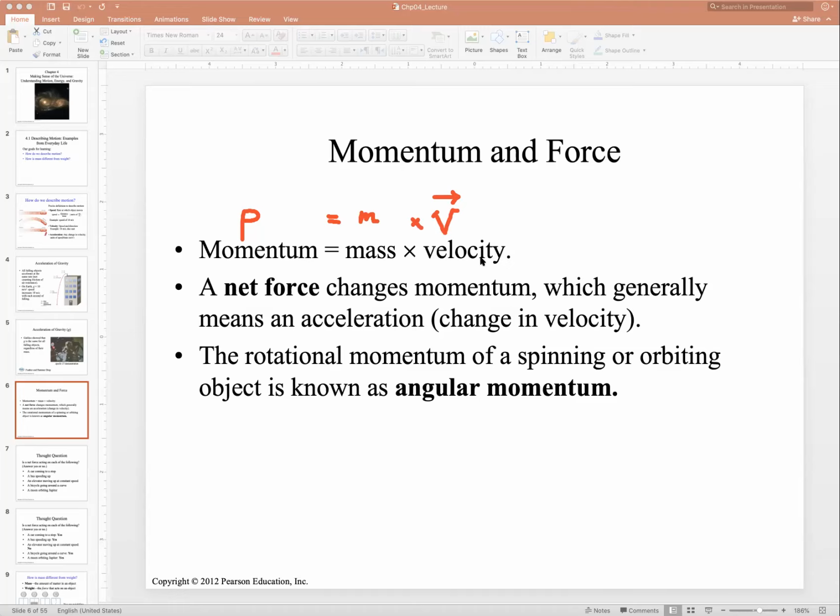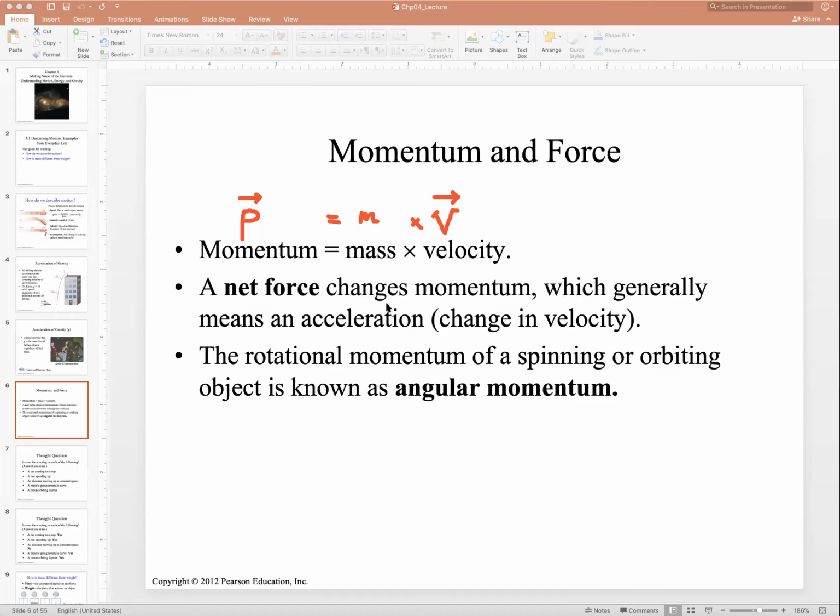Not only do you need to have an amplitude and a magnitude, but you also need to have a direction with it. Velocity is one of them. Momentum is the other one. On the right-hand side, you have a vector component. On the left-hand side, you should have a vector component. So momentum is also a vector component.